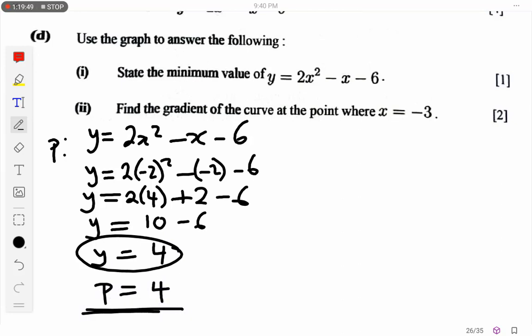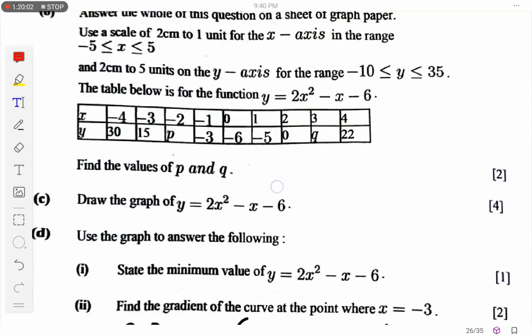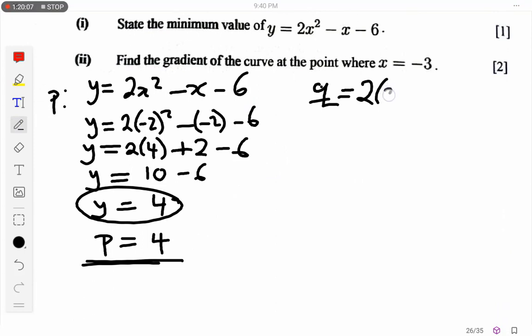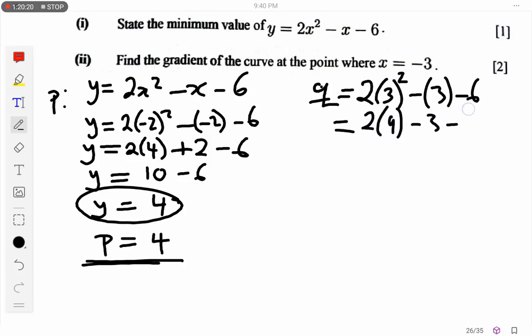Okay, let's do it for q. Again, it's the same equation. Our value of x for q is 3. So it's going to be 2 times 3 squared, minus 3, then minus 6, like that. So this is going to be 2 times 3 squared, so that's 2 times 9, minus 3, then minus 6.